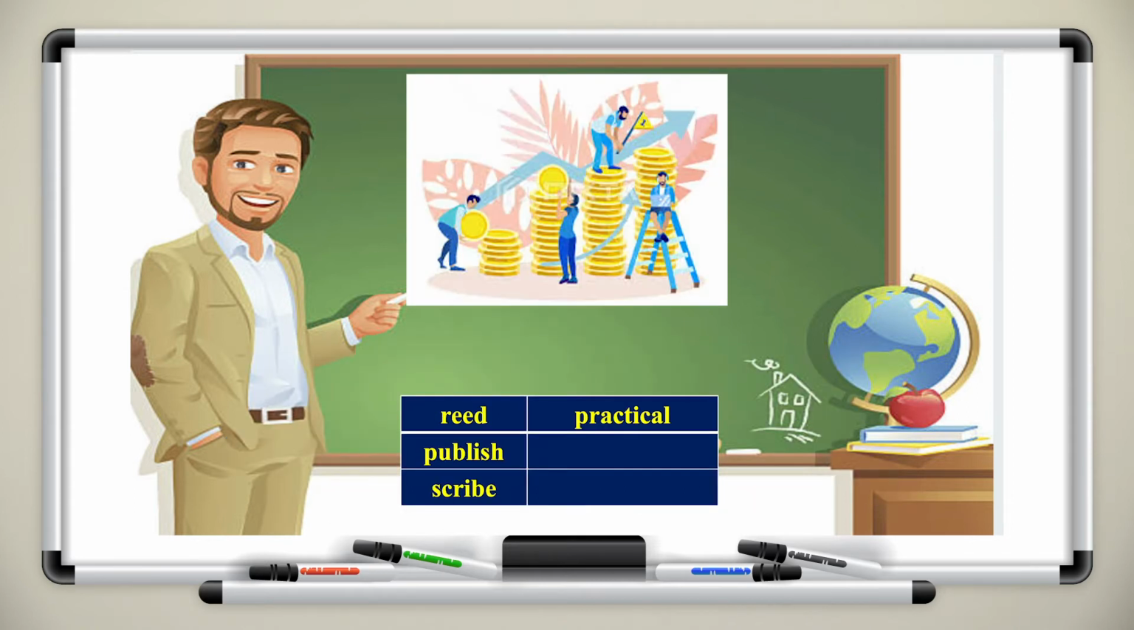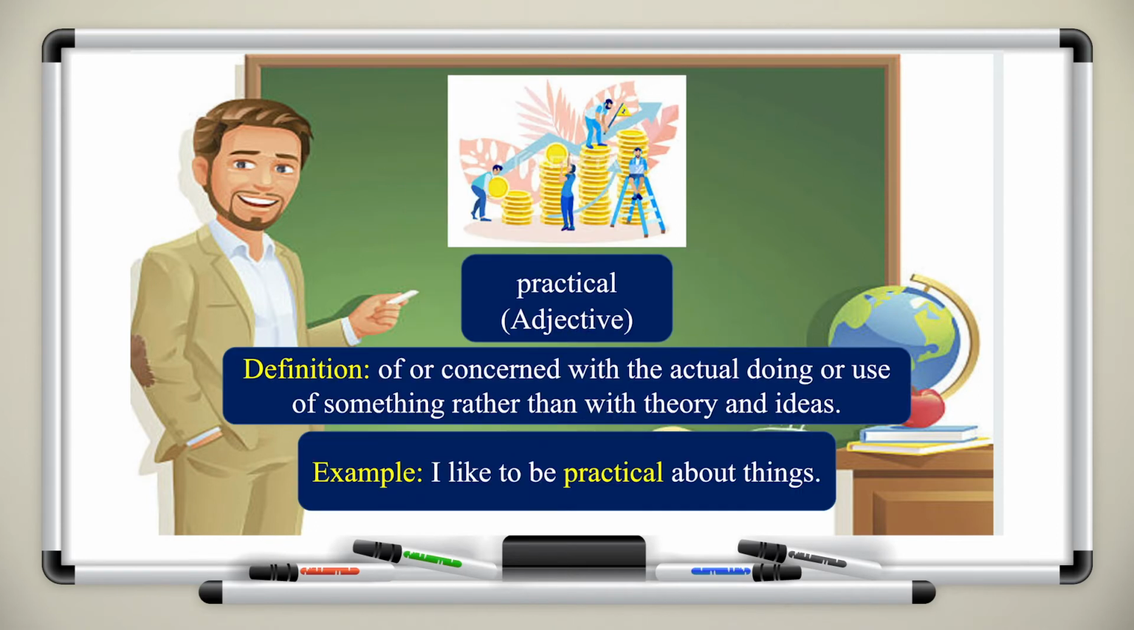Next one, we have something very efficient. If you do your job well, it is very efficient. It's practical. It means of or concerned with the actual doing or use of something rather than with theory and ideas. And of course, it's an adjective. For example, I like to be practical about things.